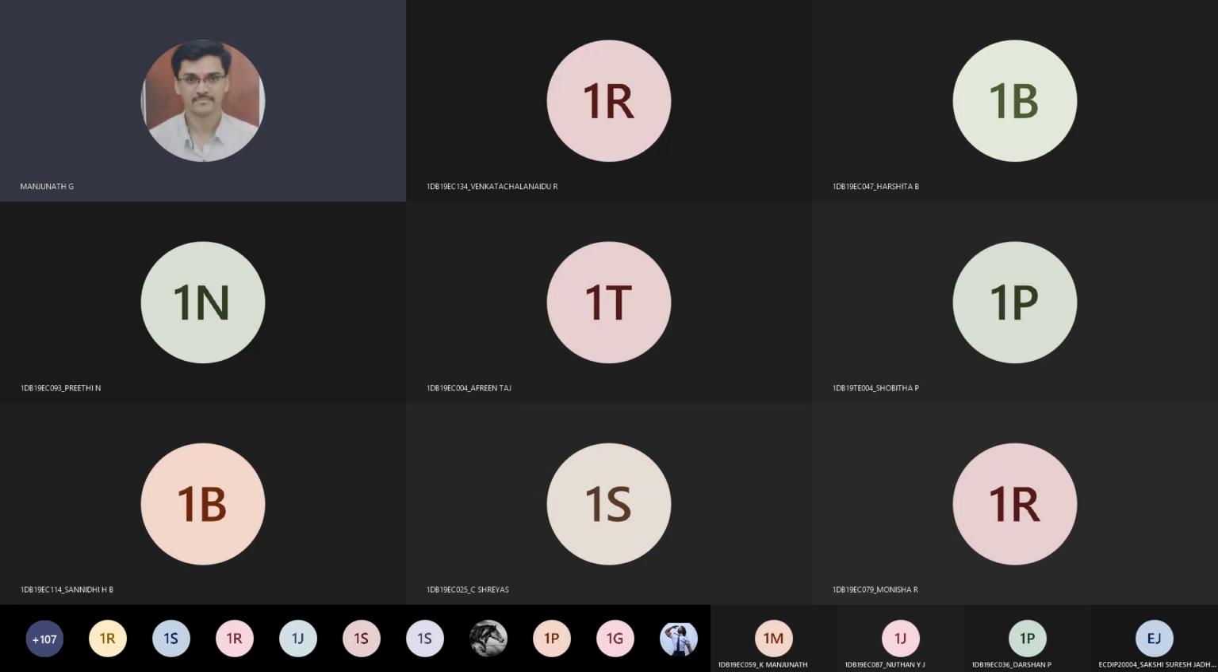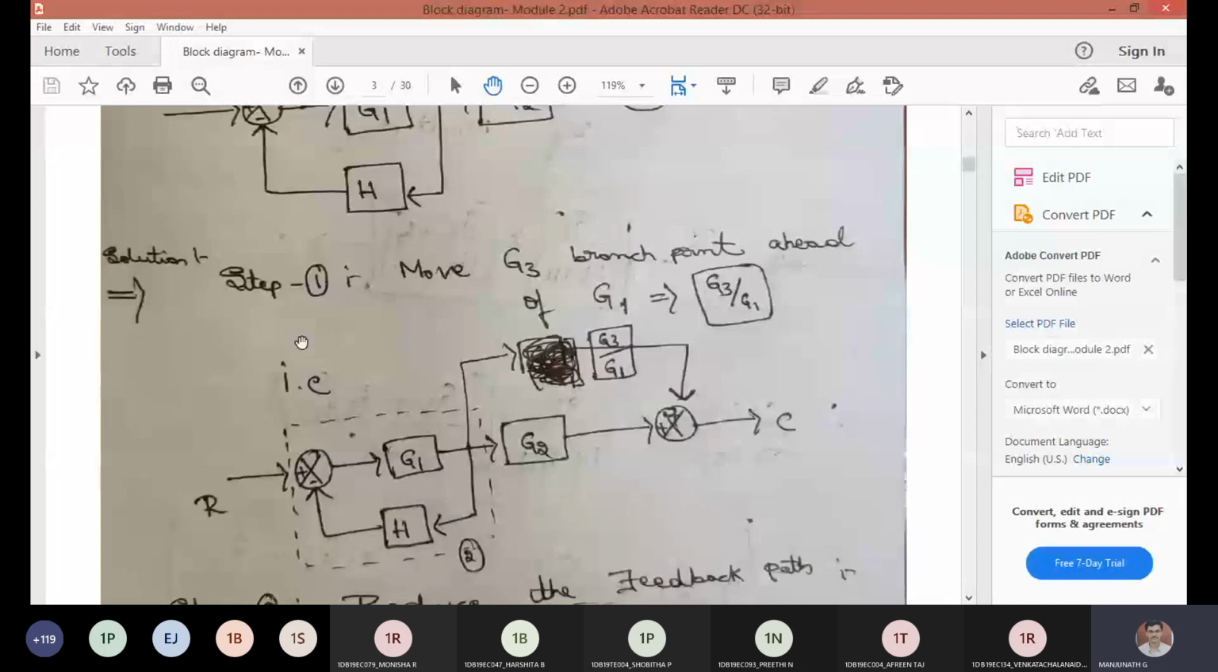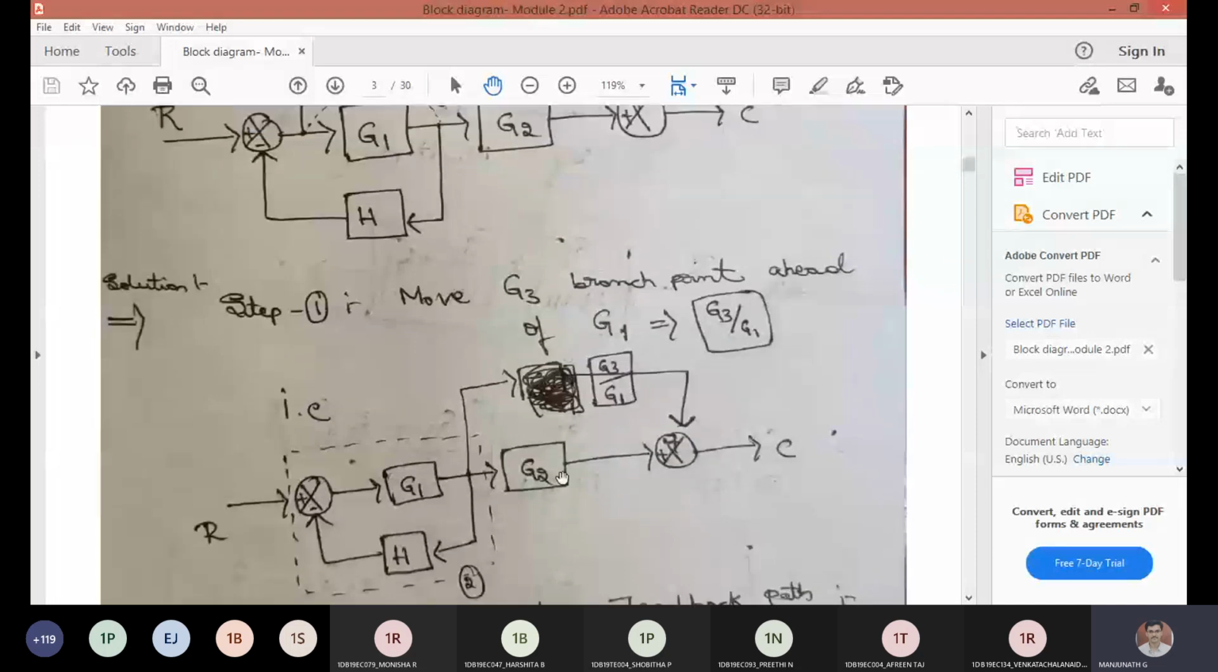I hope everyone got how we got this G3 by G1 now. Is it clear, guys? That is step number 1. You should follow step by step, then only you can expect full marks. Now, is this a new diagram? Look at here. This is one part, this is one part. Now again, these two are free, so you can do this two parallel addition. And this is your feedback. And again, that becomes what?